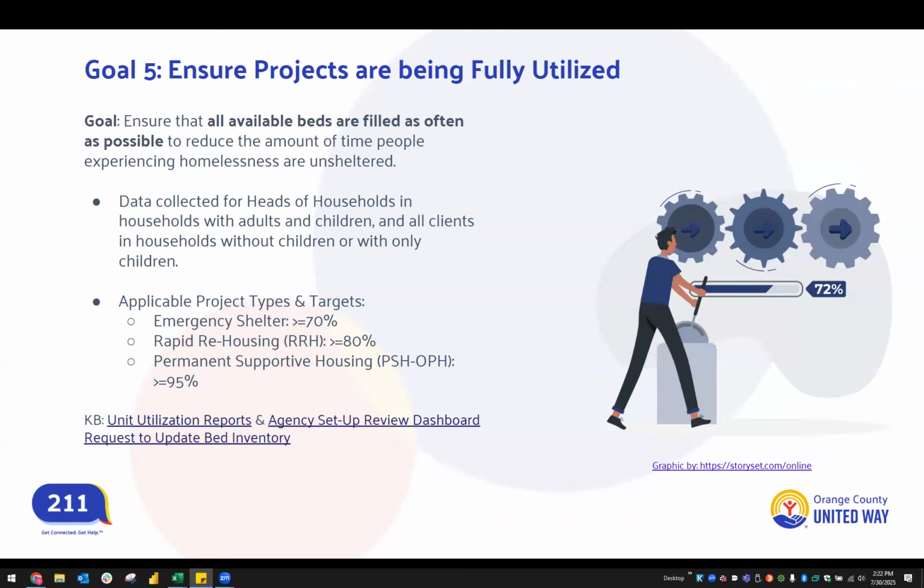This data is collected for head of households and households with adults and children, and for all clients in households without or with only children. And it is applicable to emergency shelter at the threshold of greater than or equal to 70%, rapid rehousing at greater than or equal to 80%, permanent supportive housing and other permanent housing at greater than or equal to 95%.